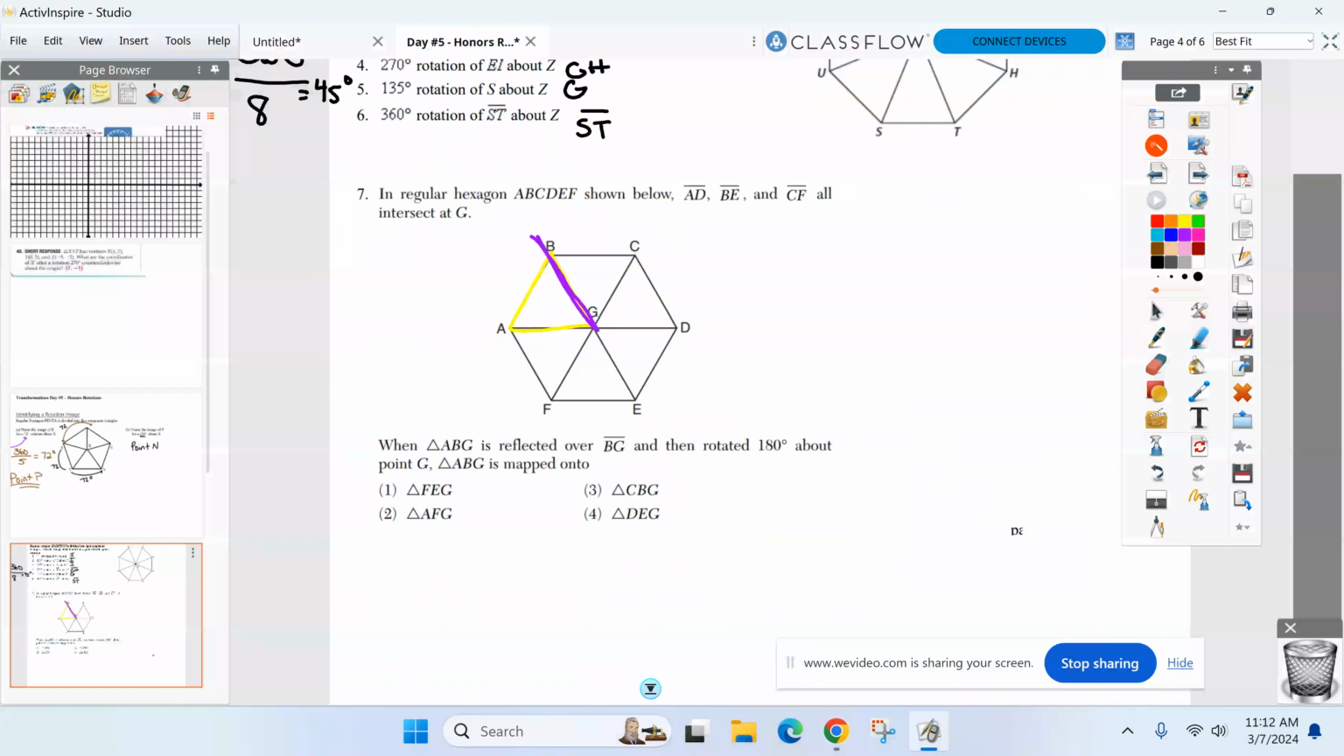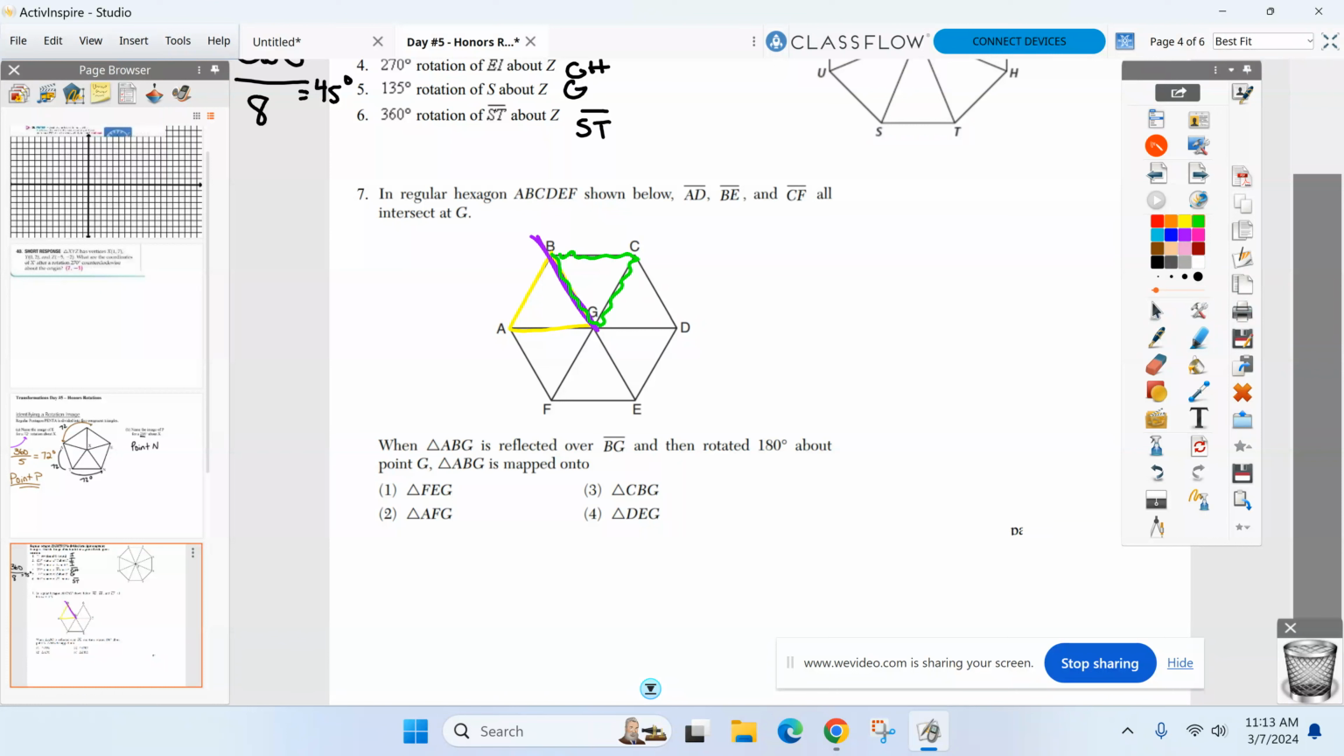BG. BGD. EGD. All right. Whoa. I'm going to reflect it over this line, right? B and G are on it, so it stays. Where would A go? Just to C. So now I'm on this triangle after that reflection.